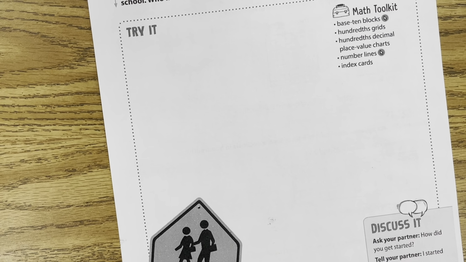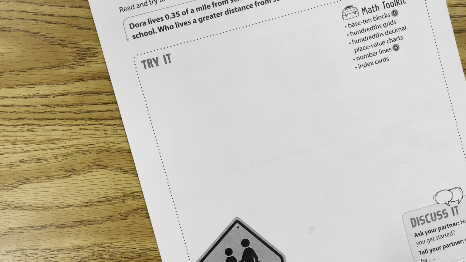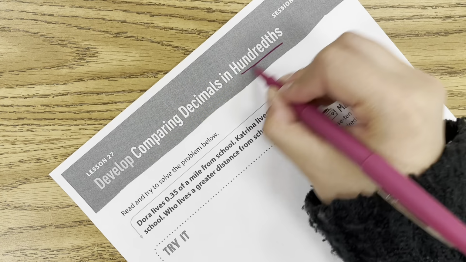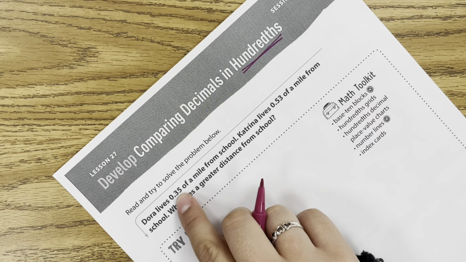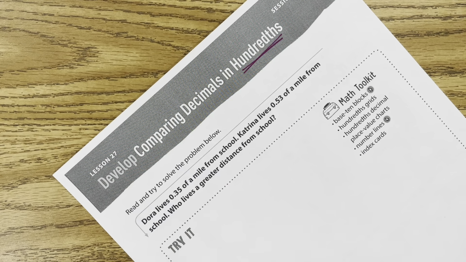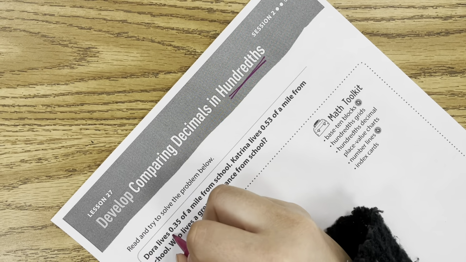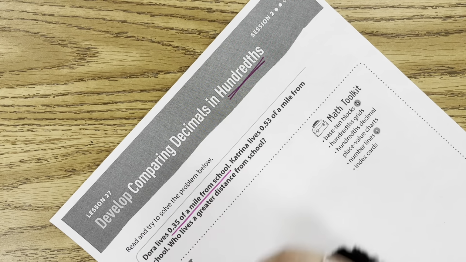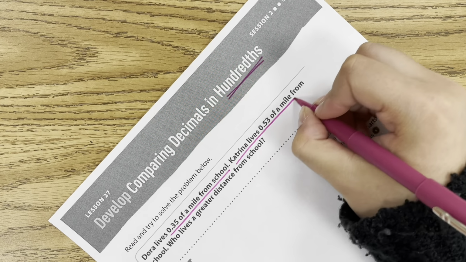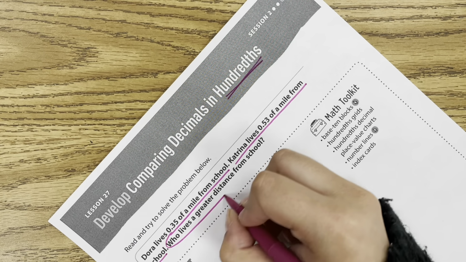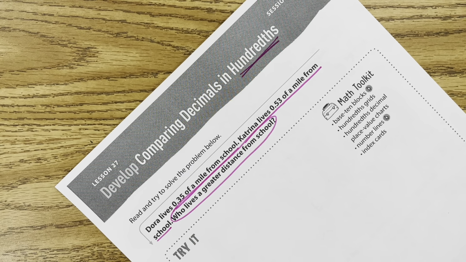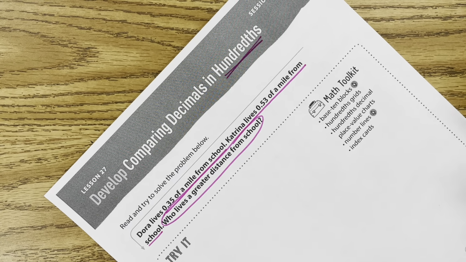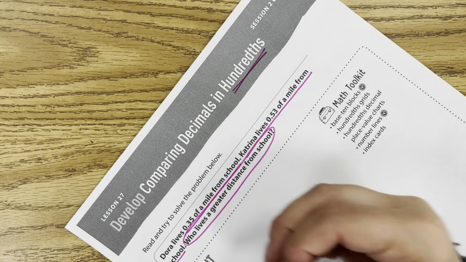Now, page 561, same idea, just now we are working all the way into the hundreds. So instead of stopping in the tenths, we're adding a place value, as we can see here. Now it's tenths and hundredths. So Dora lives 35 hundredths of a mile from school. Katrina lives 53 hundredths of a mile from school. Who lives a greater distance from school? So really this question is asking who has the bigger number here, right? Who lives the greater distance from school?